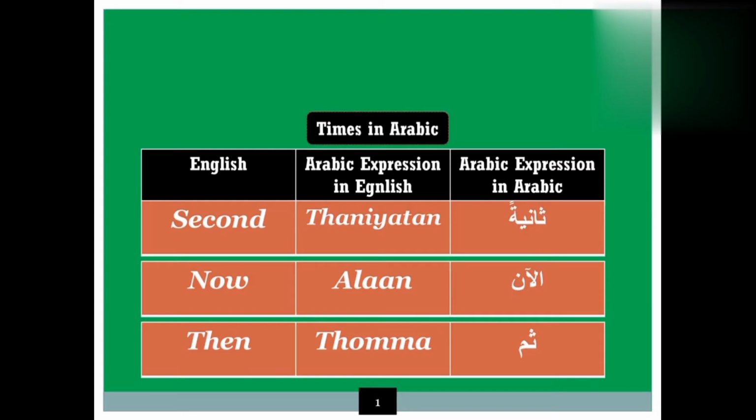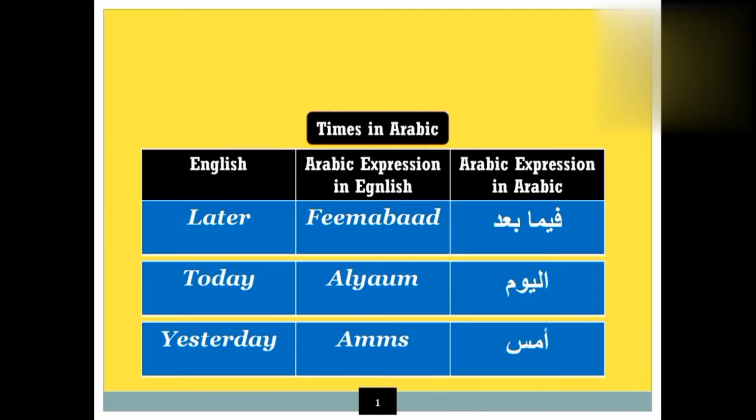For second we use in Arabic thaniya. Thaniya means second. Now see now. For now we use in Arabic al-an. Al-an means now. Now see then. For then we use in Arabic thumma. Thumma means then. Now see later.